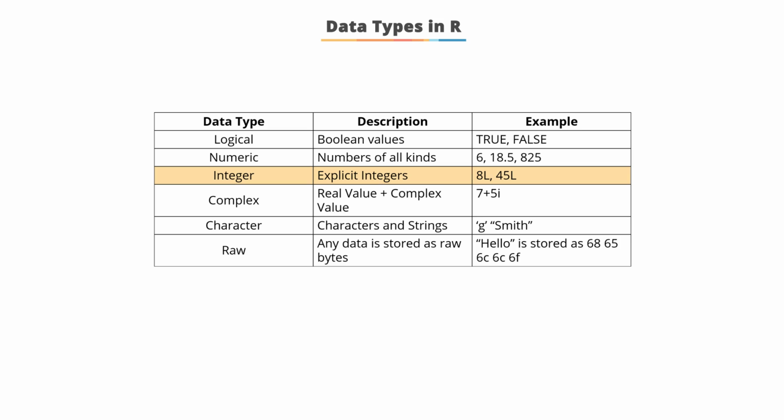You also have complex numbers, which can have a value, as well as things like imaginary numbers. There are also characters and strings, so names are a perfect example. And then R can also store raw data, including things such as byte files.